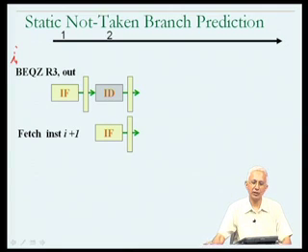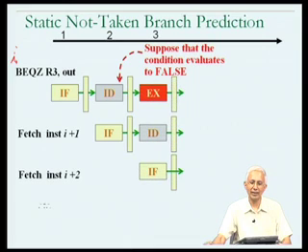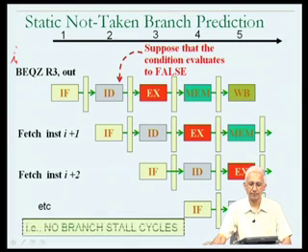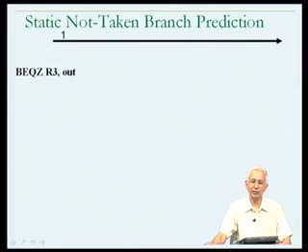Now, by the end of the ID stage, we know whether our guess of not taken was correct or not. Let us suppose that the guess was correct and that the condition evaluates to false, in other words the branch is not taken. Then the fetch which we have done is correct, and the rest of the sequence of instructions goes through the pipeline normally. Therefore, if our guess was correct, then we have actually avoided the stall cycle. So, there are no branch stall cycles, but this is not guaranteed to happen all the time, the condition always evaluating to false. So, we need to look at the other possibility.